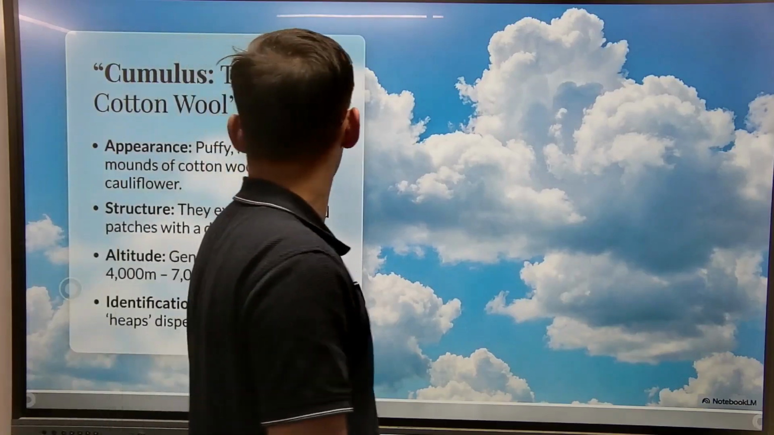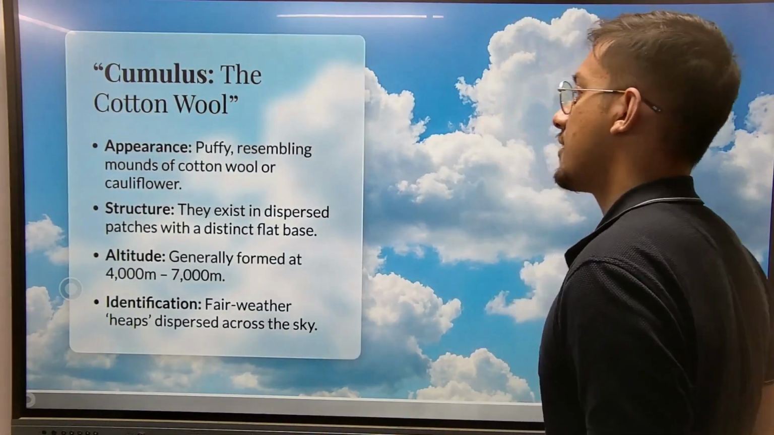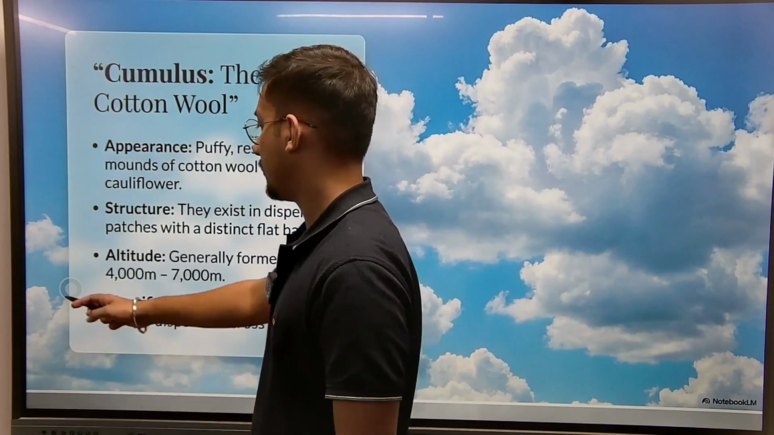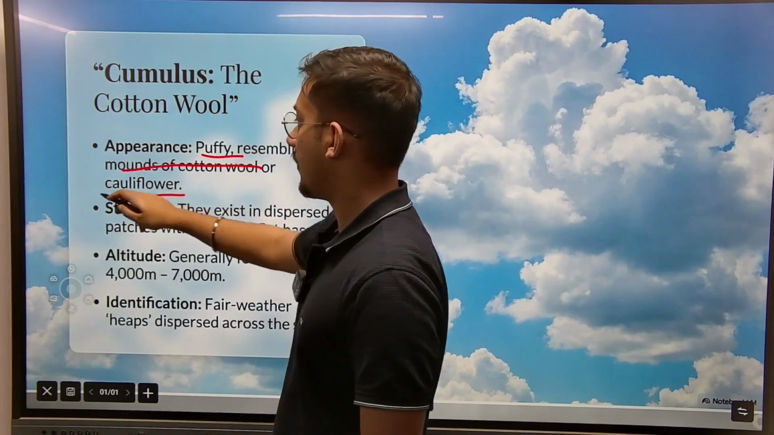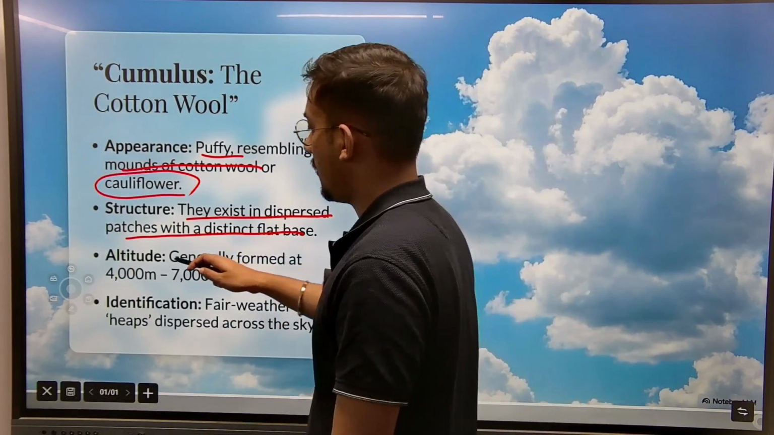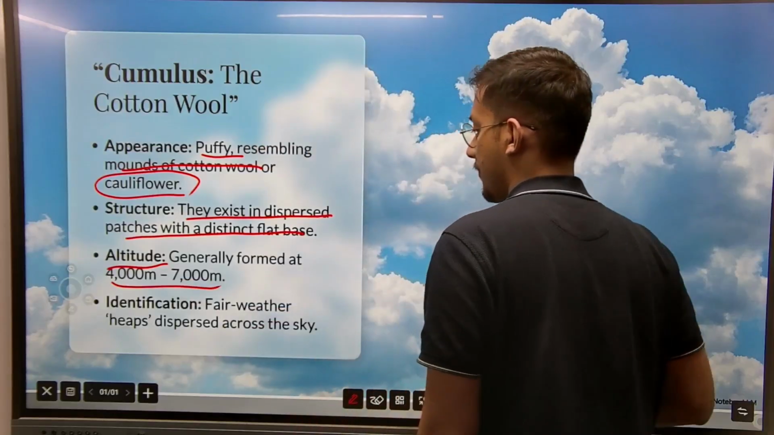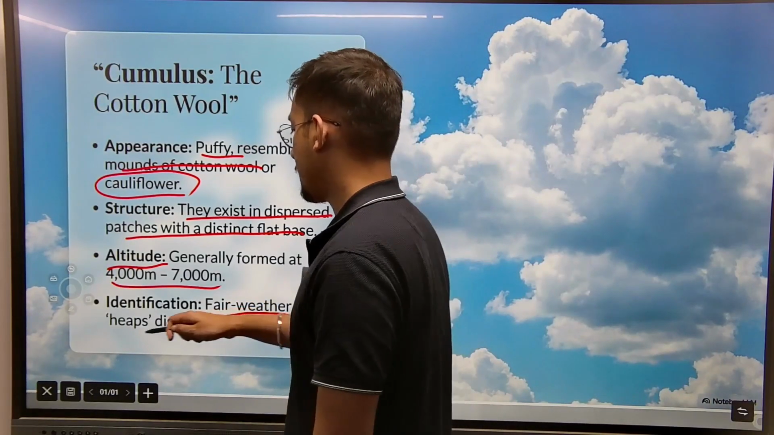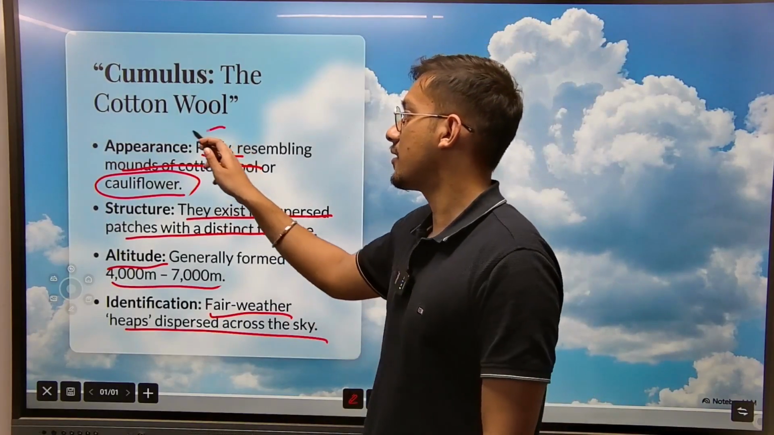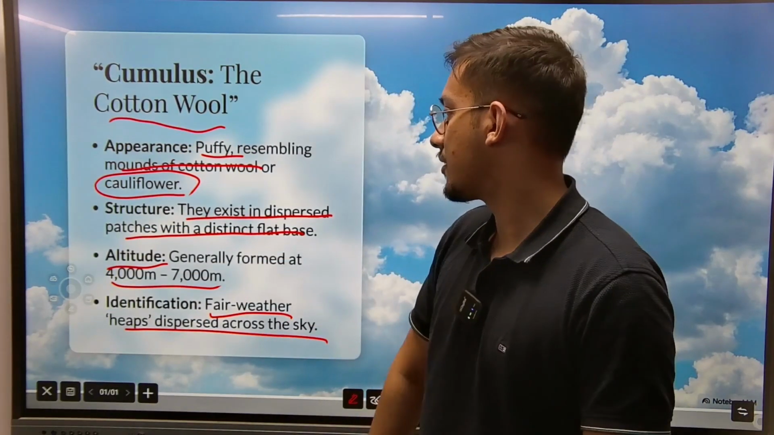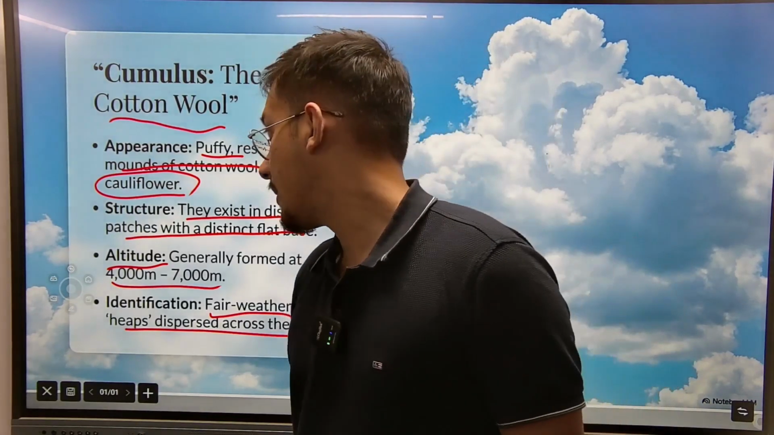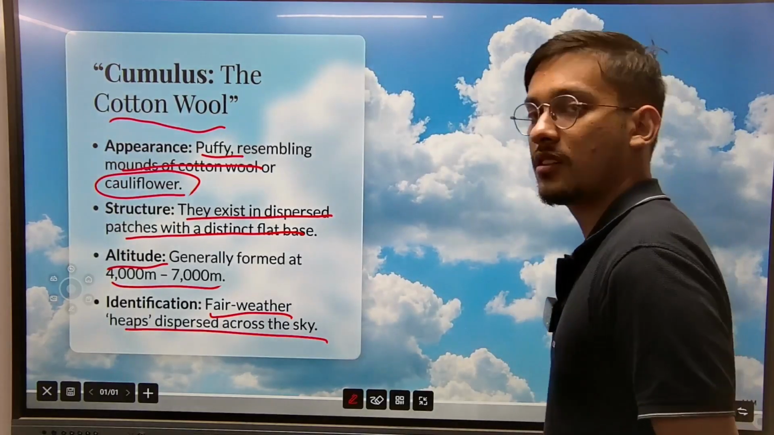Now we come on to cumulus or cotton wool. Cumulus appears as puffy mounds resembling cotton wool or cauliflower. They exist in dispersed patches with a distinct flat base. Altitude is 4,000 to 7,000 meters. Identification: fair weather heaps dispersed across the sky, right?